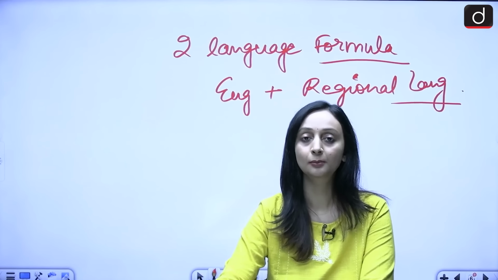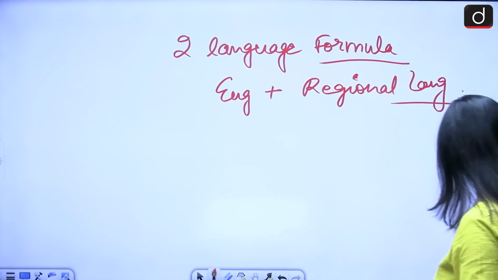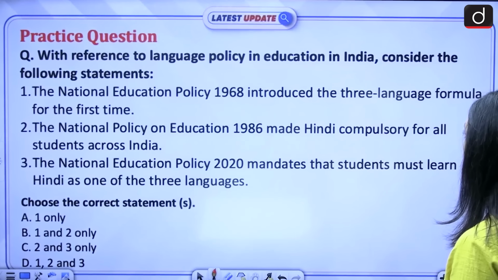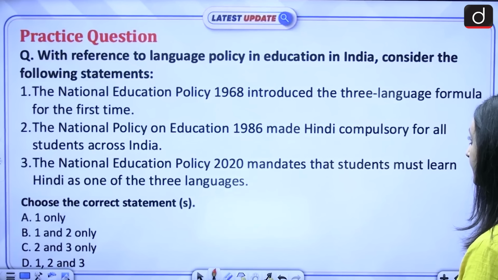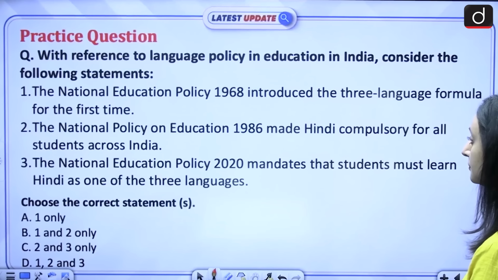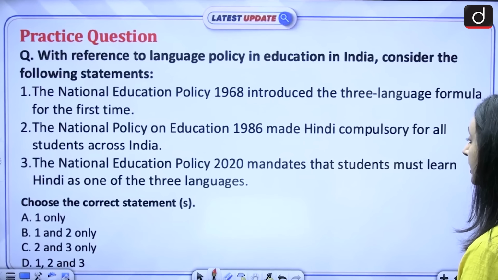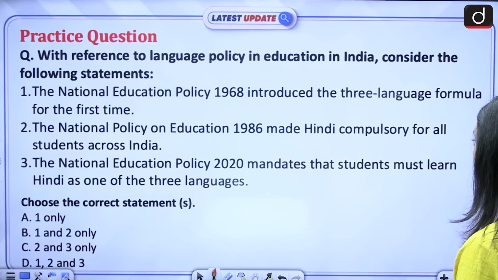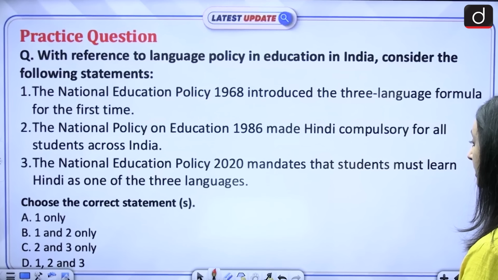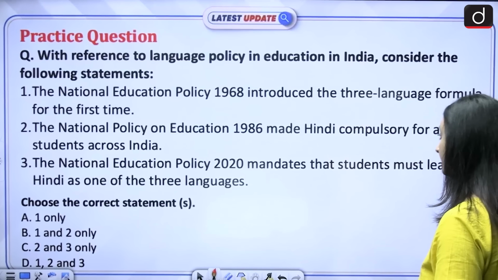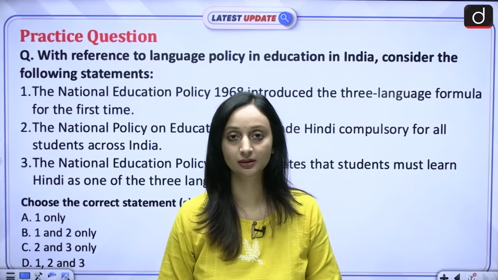Now we will look at a practice question for prelims. With reference to the language policy in education in India, consider the following statements. 1. The National Education Policy 1968 introduced the three-language formula for the first time. 2. The National Policy on Education 1986 made Hindi compulsory for all students across India. 3. The National Education Policy 2020 mandates that students must learn Hindi as one of the three languages. Choose the correct statements. A. 1 only, B. 1 and 2 only, C. 2 and 3 only, or D. 1, 2 and 3. Please attempt this question and provide your answers in the comment section.